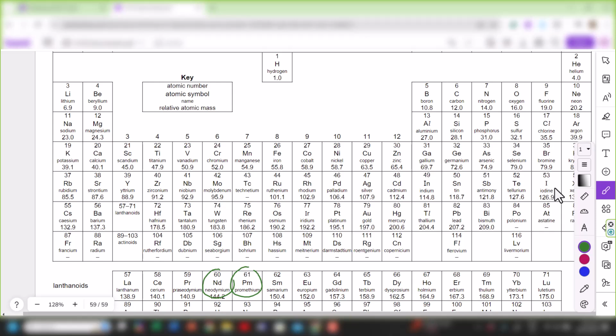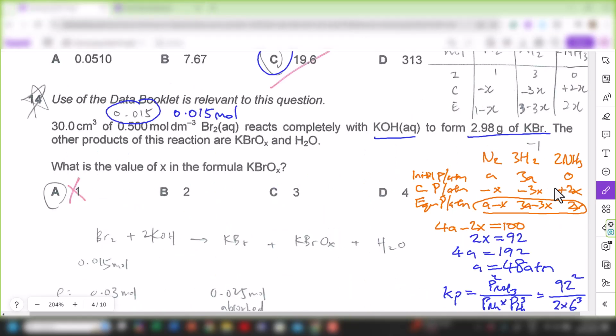Let's find the relative formula mass of KBr. Potassium is 39.1, bromine is 79.9, so that will give me 119. 2.98 divided by 119, we get 0.0250. So that will be 0.0250 moles of bromide.